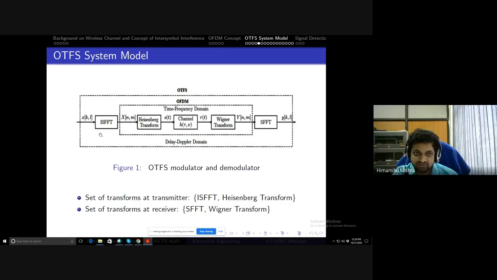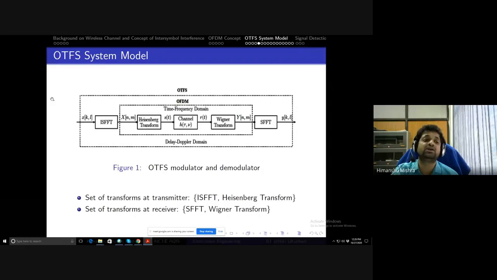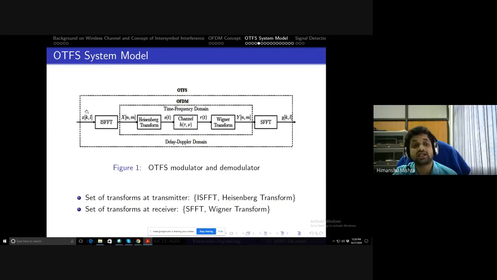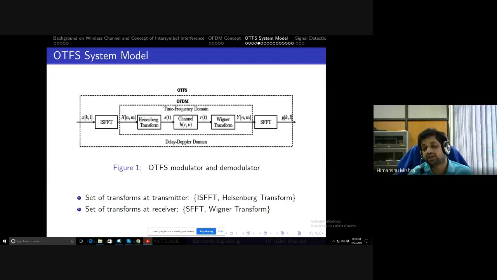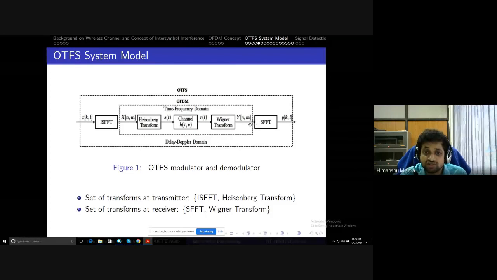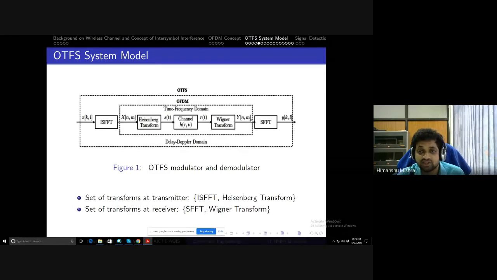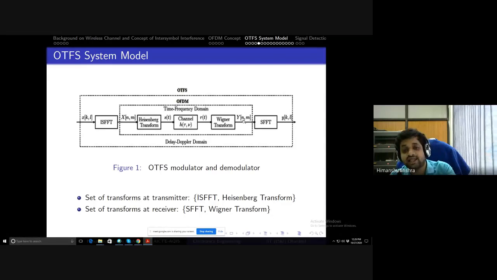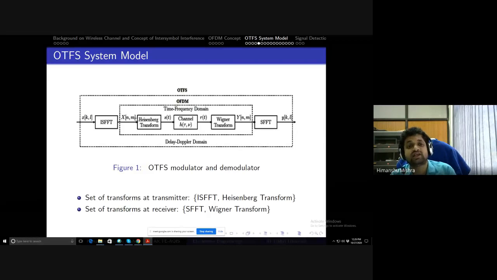Now our objective is: what is the relationship of y[k,l] with respect to x[k,l]? That means, in the delay Doppler domain, how is the received signal related to the transmitted signal? That is our objective. Once I get that, I can apply many signal processing algorithms for detection and transmission. I will also show you the relationship between the received signal in the time frequency domain and the transmitted signal in the time frequency domain.